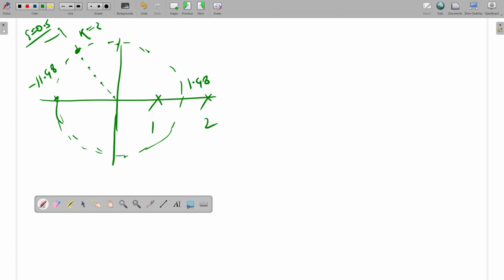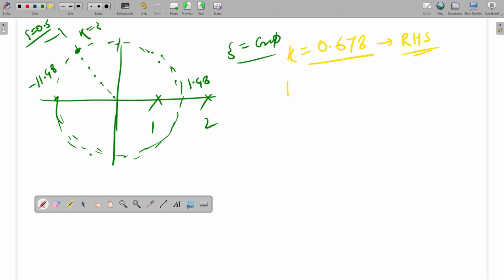Is it correct? See, same value, like zeta is equal to cos theta. Okay, so it can come in the RHS also, right hand side also. So at one value, at 0.678, okay, this root locus will be in the right hand side. We have to verify this one. And if k will be equal to how much? 10.32, then the root locus will be in the left hand side. Okay.